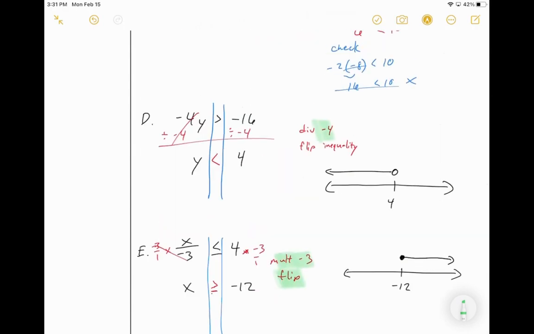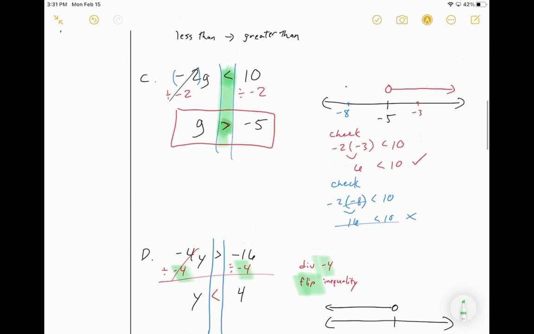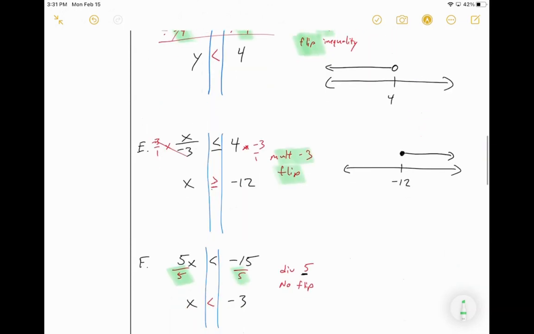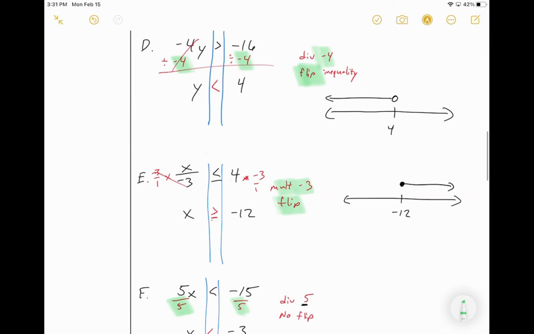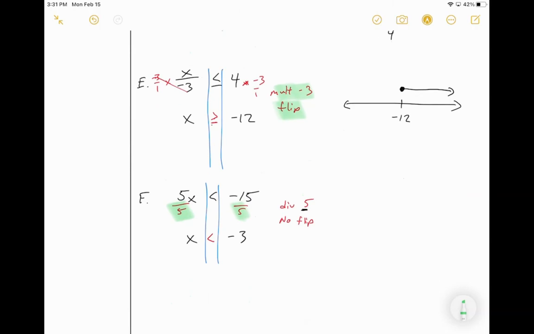Going back here, I divided by a negative 4. This is that number, okay? So I did flip, okay? On this one, I divided by a negative 2, so I did flip, right? So that's the difference. You have to understand what you are dividing by. Again, the outcome could be negative, it could be positive. It doesn't matter. What matters is what you did. Okay. So this one stays the same. If we graph it, real simple, no equal to. So it's going to be an open dot, less than, going to the left.